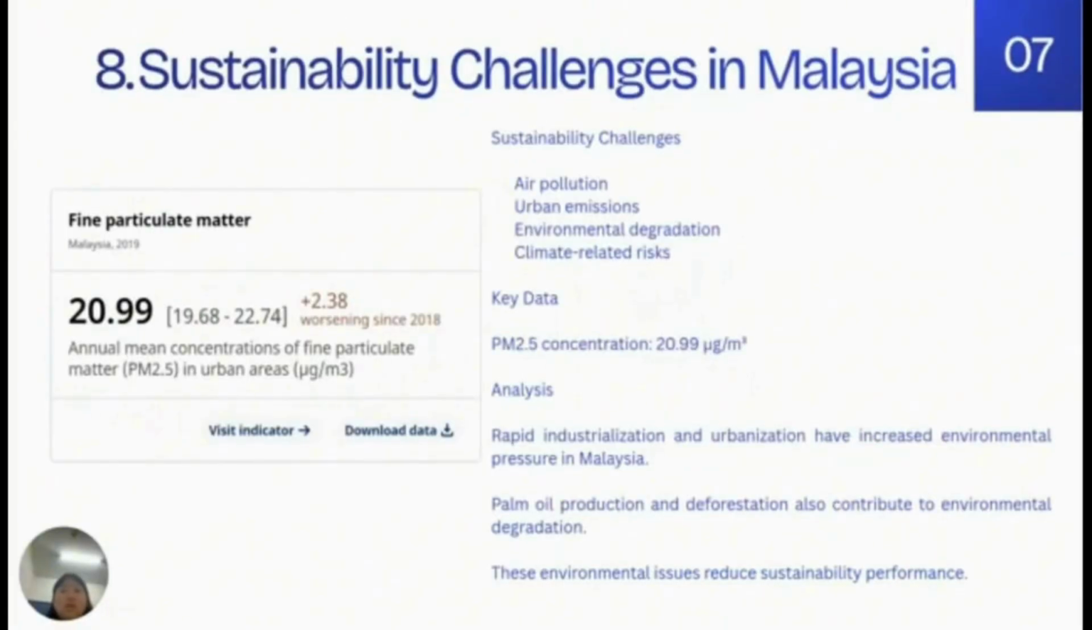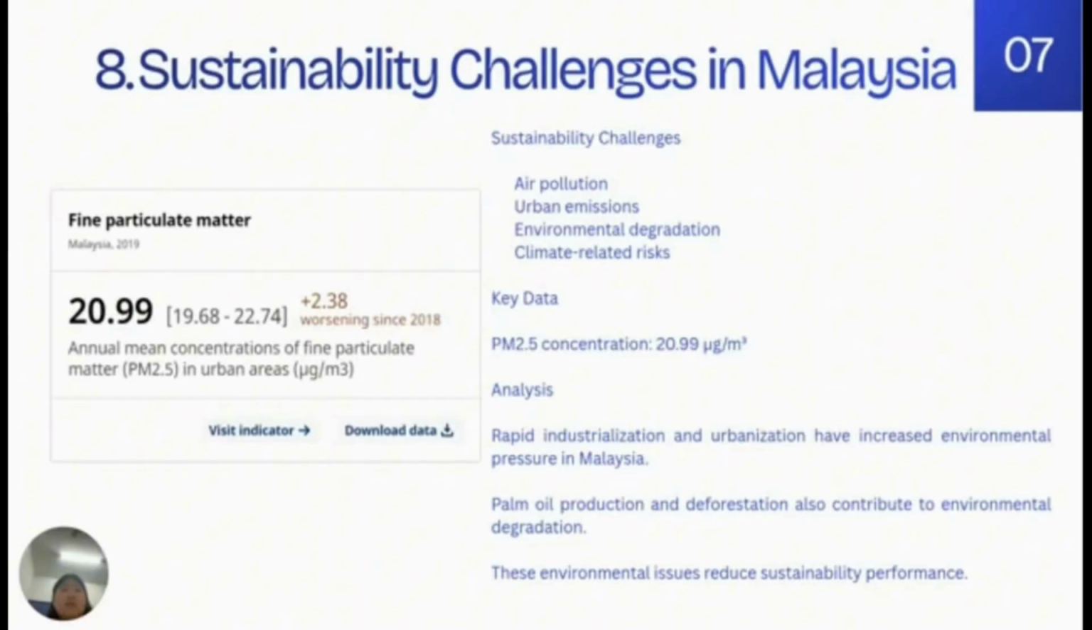Malaysia currently faces several sustainability challenges. These include air pollution, urban emissions, climate-related risk, and environmental degradation. WHO data show that PM 2.5 concentration in Malaysia remains relatively high. Rapid industrialization and urban growth increase environmental pressure.